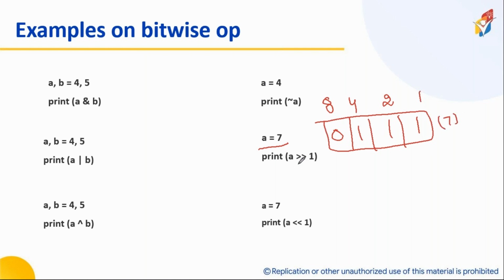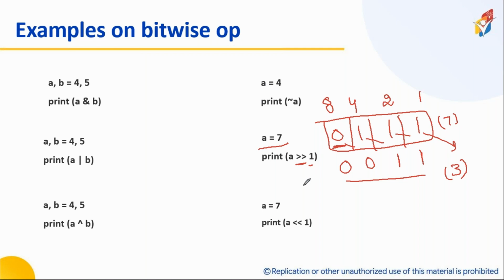Now, I'm asking for right shift of 1 bit. What is the meaning of right shift of 1 bit? You shift this bit to the right, outside, and you shift each of these bits one place to the right. This one is leftover. Wherever it is blank, you keep it as 0. So 0, 1, 1, 1. The answer for right shift of 1 is 3.